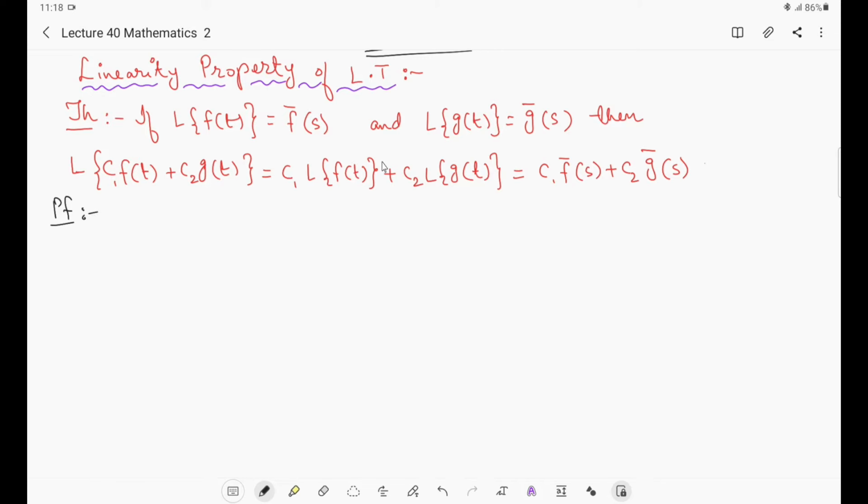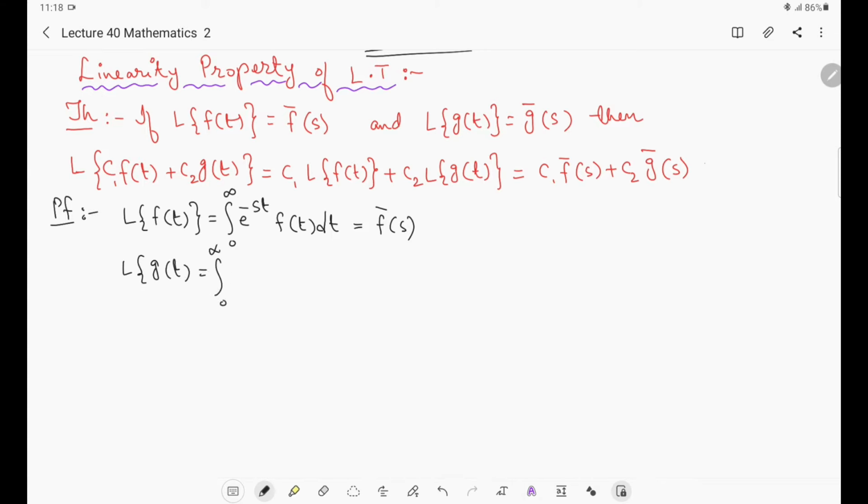Now we have to prove this. What is given? We know that the Laplace transform of f of t, according to the definition, is the integral from 0 to infinity of e power minus st f of t dt, which is given to be f bar of s. In the same way, the Laplace transform of g of t is the integral from 0 to infinity of e power minus st g of t dt, which is given to be g bar of s.